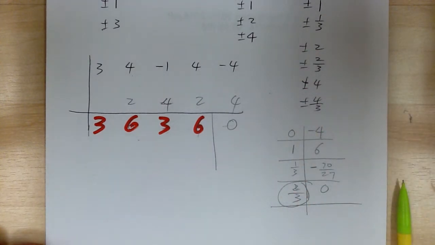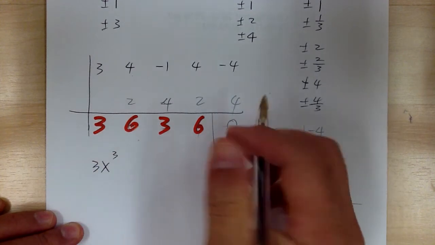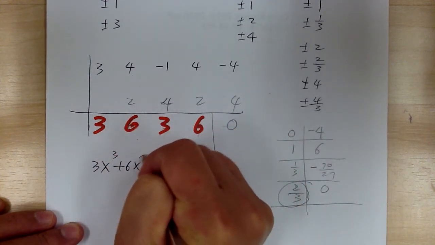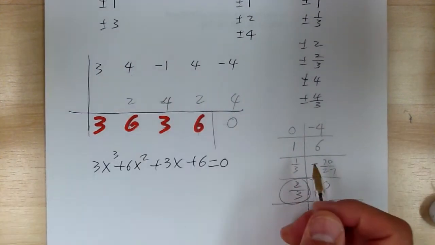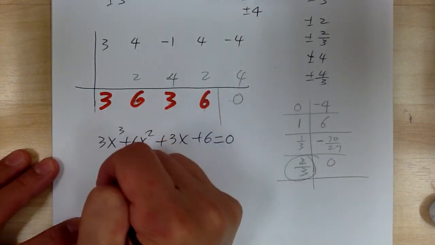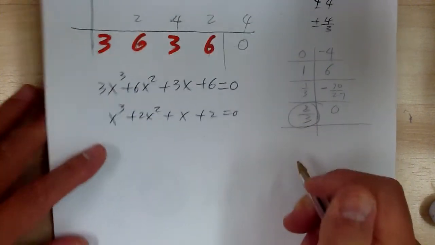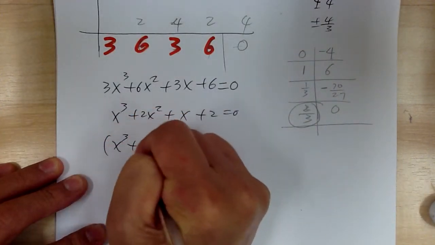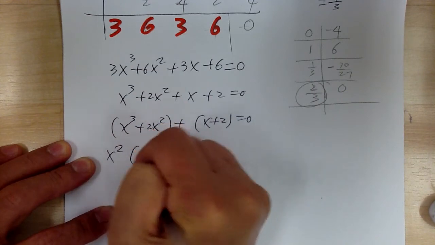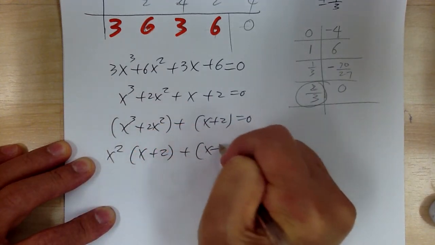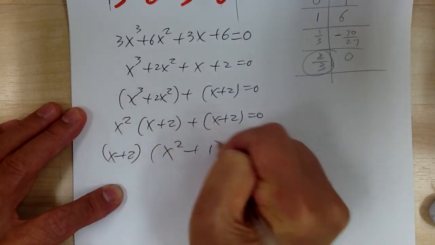So over here, what you have right now is 3x cubed plus 6x squared plus 3x plus 6 equal to 0. Okay, so that's what you have right now. So I'm going to divide it by 3 to lower my number. Okay, and I'm going to solve by grouping. So I'm going to factor out the x squared. Okay, factor out the x plus 2. So I get x squared plus 1 equal to 0.